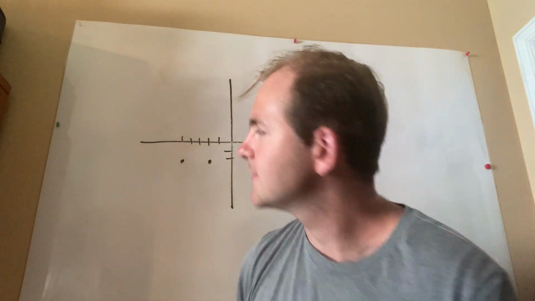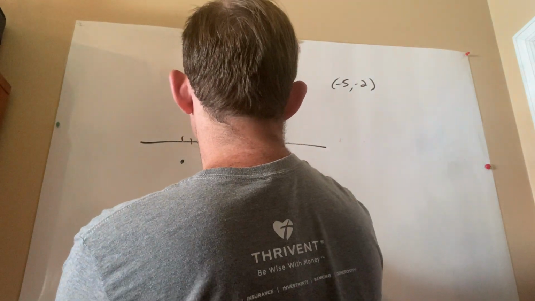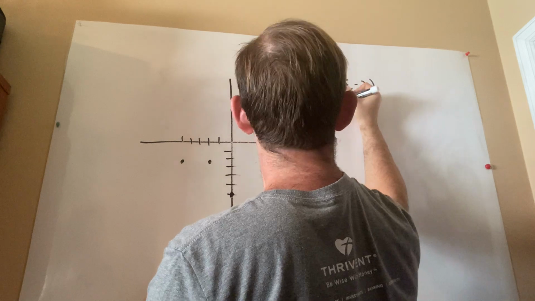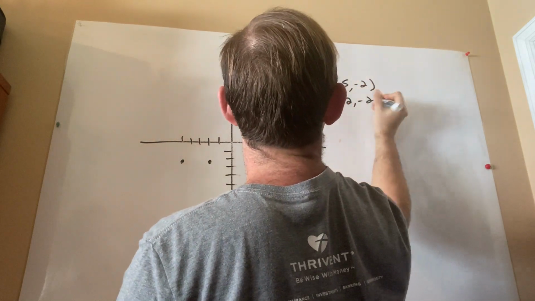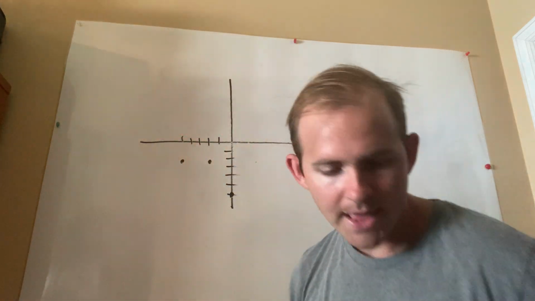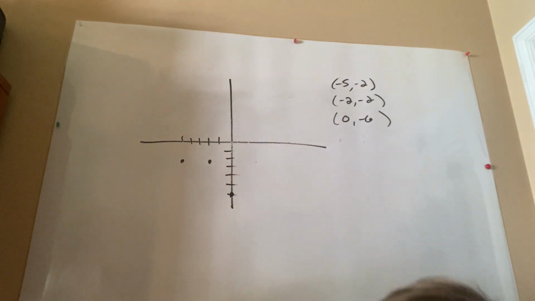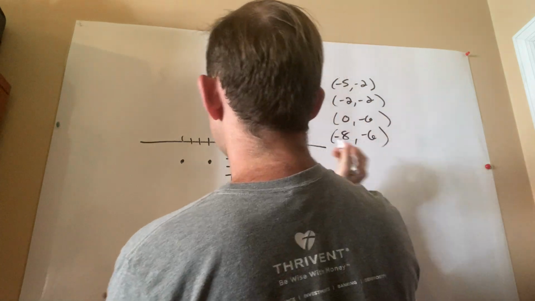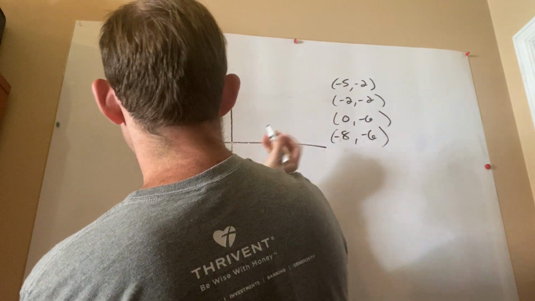Then they give me 0, negative 6. Sorry, I really should have written these down, right? Negative 2, negative 2, 0, negative 6. And they give me negative 8, negative 6, which is 5, 6, 7, 8.